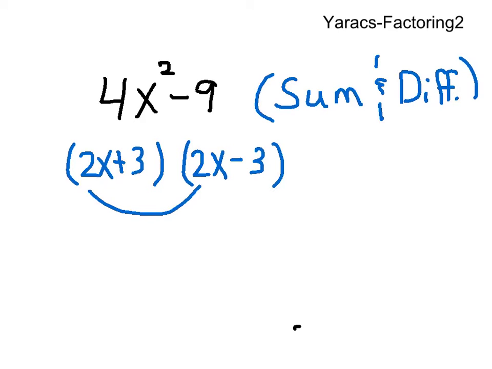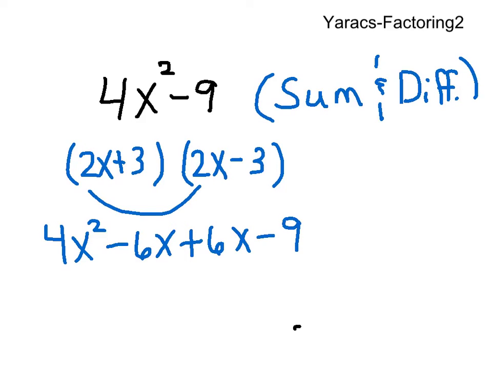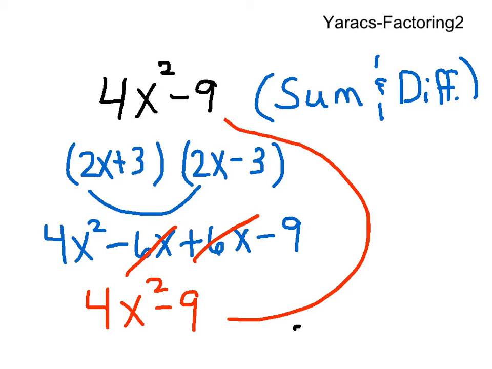If I take the front terms, I get my 4x squared. My outside and my inside is what makes that middle term. My outside, if I were to multiply, would be that 2x times that minus 3, so that's a negative 6x. My inside creates a plus 6x, and the last term is 3 times that negative 3, which is a minus 9. Now you should be able to see that those middle terms are going to cross off, and that's where we end up getting 4x squared minus 9, back to where we started from.